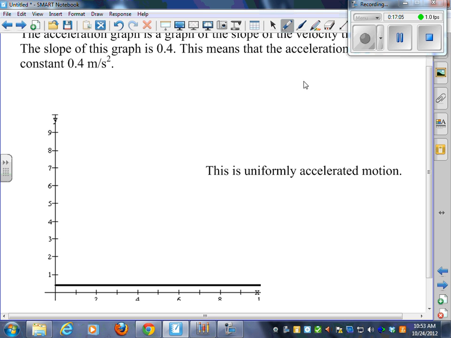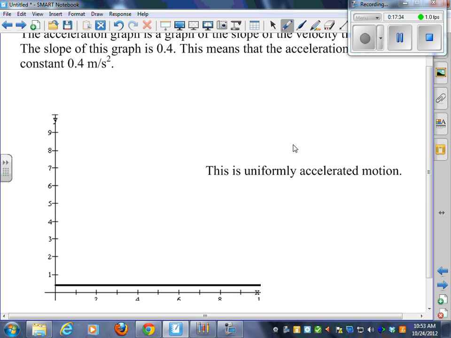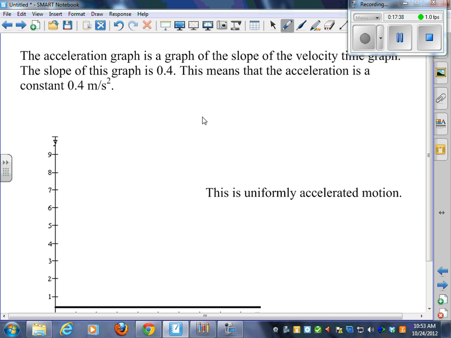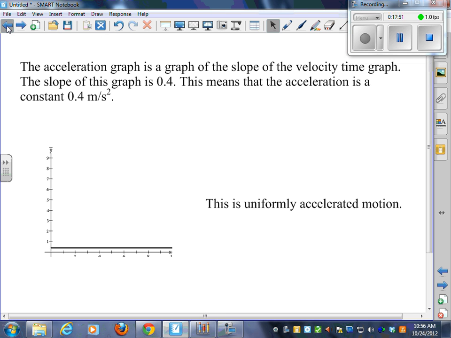Now, what about the acceleration graph that goes with this one? Because we know it's this answer here, acceleration is the slope of the VT graph. I'll say that again. The acceleration is the slope of the VT graph. So yes, we're going to be dealing with slope again. What's the slope of this line? Positive or negative? Positive. Is it a constant? Is the slope the same throughout? Yes, which means the acceleration graph is a graph of the slope of the velocity time graph. The slope of this graph is 0.4. This means the acceleration is a constant 0.4, and we call this uniformly accelerated motion. I'm going to let you jot that down, and then we'll talk some more about that. Okay, let's go back in time a little bit here.